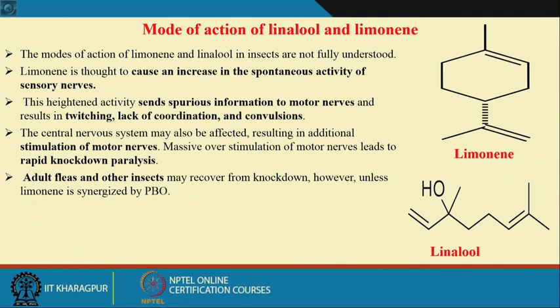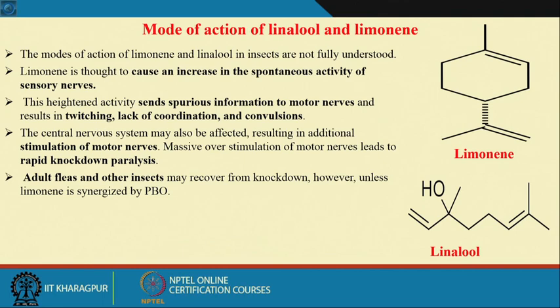The central nervous system may also be affected, resulting in additional stimulation of motor nerves. The massive overstimulation of motor nerves leads to rapid knockdown and paralysis. Adult fleas and other insects may recover from knockdown, however, unless limonene is synergized by PBO. Like pyrethrins, the synergist PBO is also used in case of the insecticide, so that they cannot break down the compound.